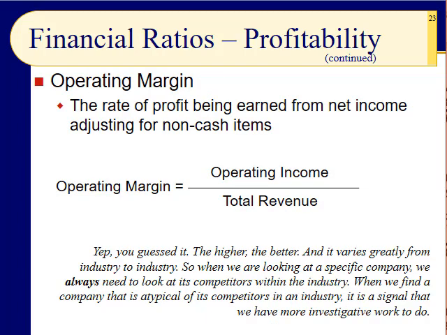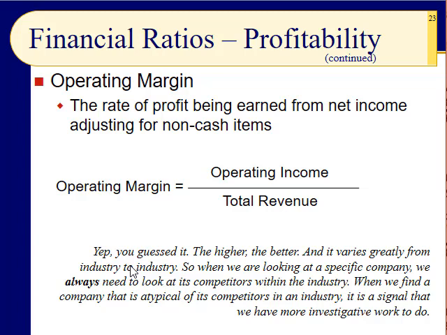So we're looking at the operating margin. And let's read together. Yep, you guessed it. The higher the better. Varies greatly from industry to industry. So when we're looking at a specific company, we always need to look at its competitors within the industry. When we find a company that is atypical of its competitors in the industry, it is a signal that we have more investigative work to do.